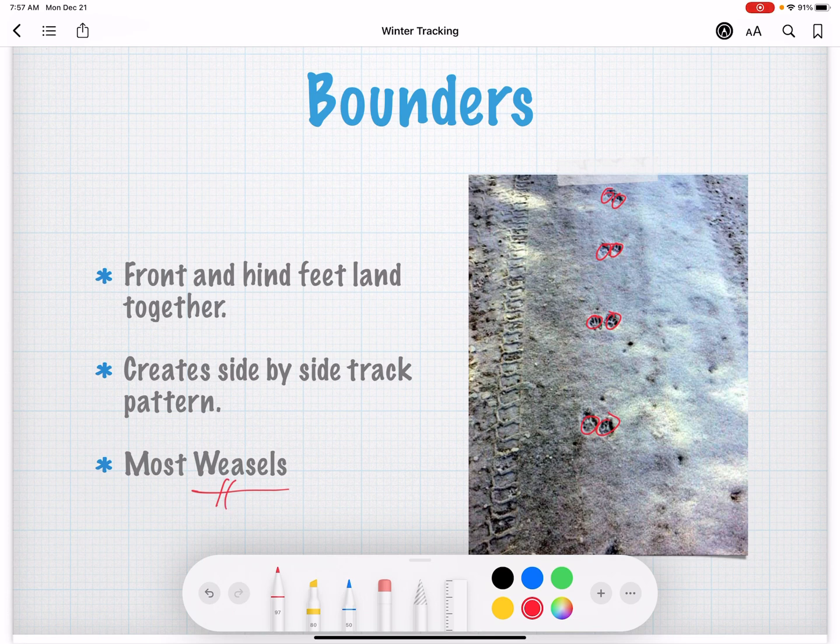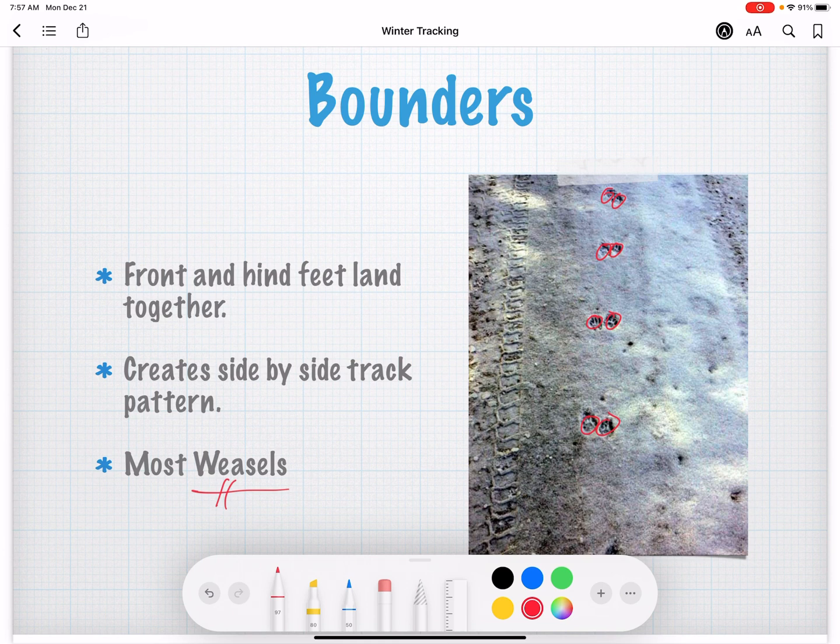And this is classic of most weasels. Most of our mustelids in the Maine woods: our fisher, our otter, our American marten, our mink. Which one am I missing? Mink, fisher, otter, marten. Oh, and both of our weasels, the ermine, the long and short-tailed weasel, those guys are all bounders. When we find their tracks in the snow, depending on size, we can kind of narrow down which of those mustelids we've seen.